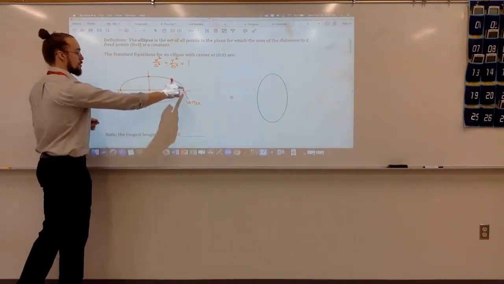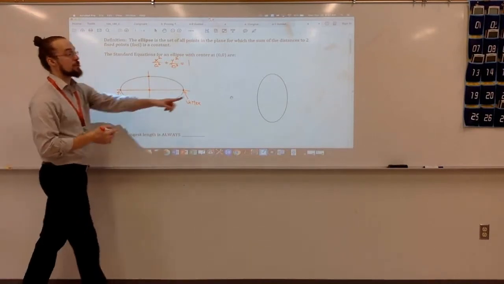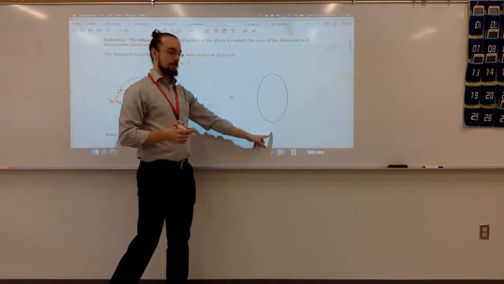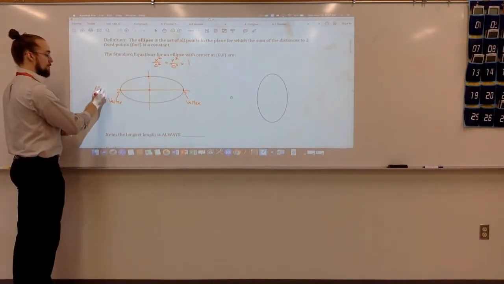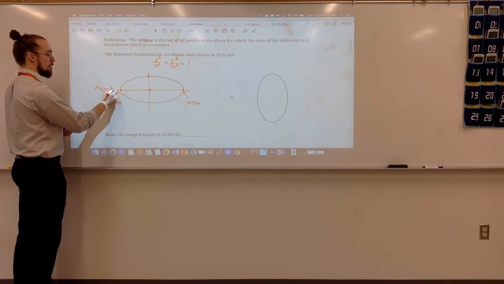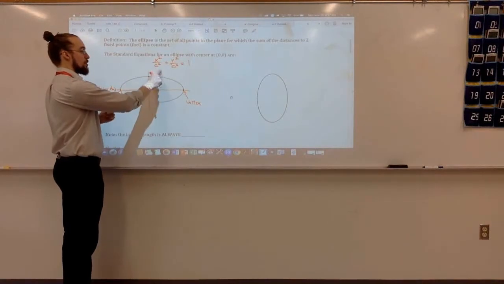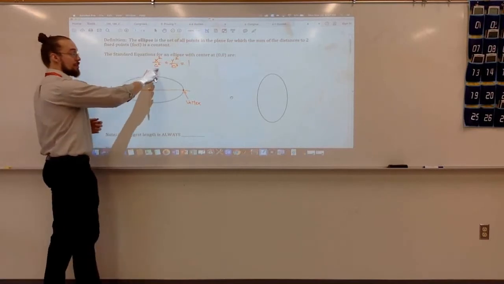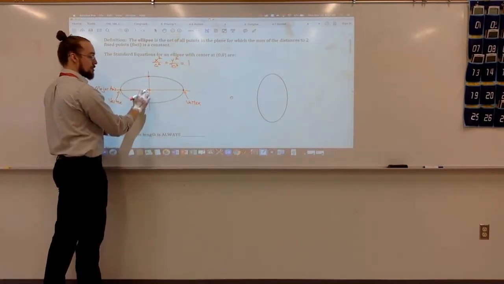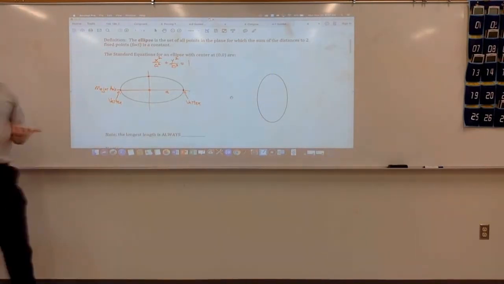This then is called the major axis. The major axis is just whichever piece is longest. So in this one, this is going to be the major axis. In this one, this is going to be the major axis. So in this case, since my major axis is along the x-axis, this denominator tells me the distance from the center to the vertex. So this distance is going to be a.